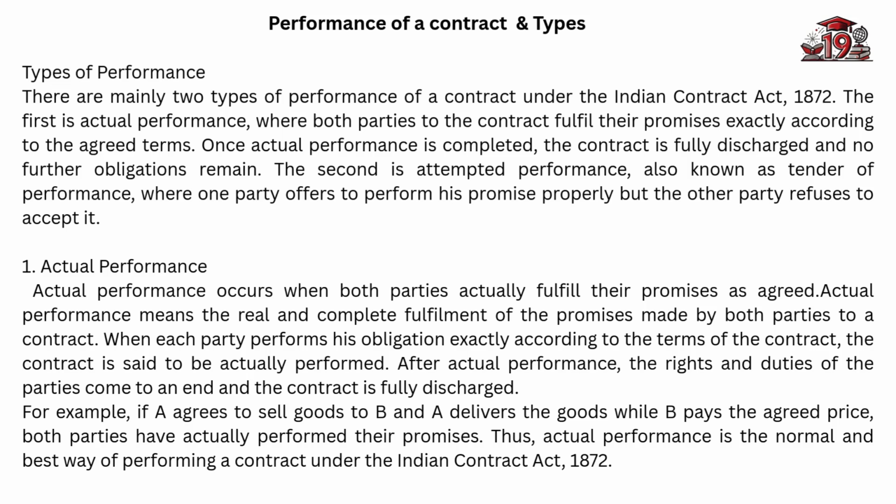Actual performance. Actual performance occurs when both parties actually fulfill their promises as agreed. Actual performance means the real and complete fulfillment of the promises made by both parties to a contract. When each party performs his obligation exactly according to the terms of the contract, the contract is said to be actually performed. After actual performance, the rights and duties of the parties come to an end and the contract is fully discharged. For example, if A agrees to sell goods to B and A delivers the goods while B pays the agreed price, both parties have actually performed their promises. Thus, actual performance is the normal and best way of performing a contract.